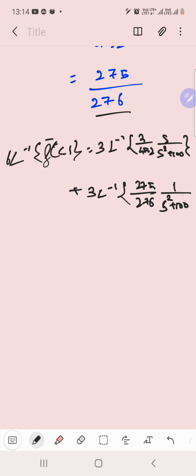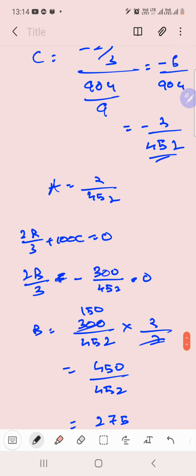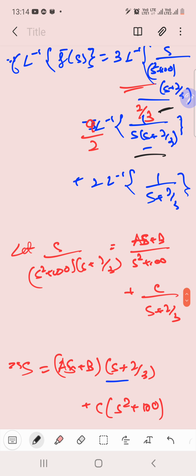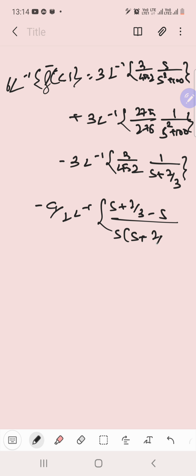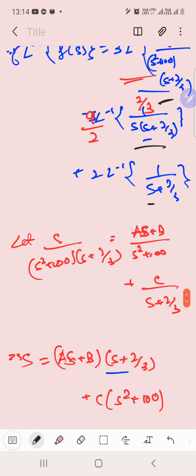So this becomes 1 over s square plus 100, and lastly you have minus 3 Laplace inverse, because you have minus there, and this becomes 3 over 452 times 1 over s plus 2 over 3, right? Okay, next we have this portion, that is minus 9 over 2 Laplace inverse of s plus 2 by 3 minus s over s into s plus 2 by 3. And the Laplace transform is quite easy to find.